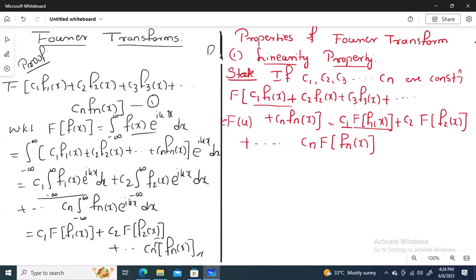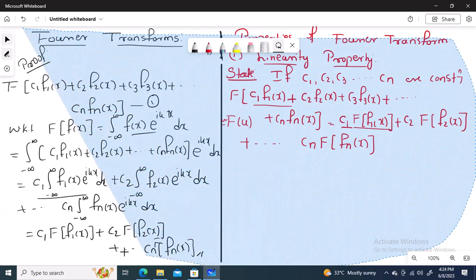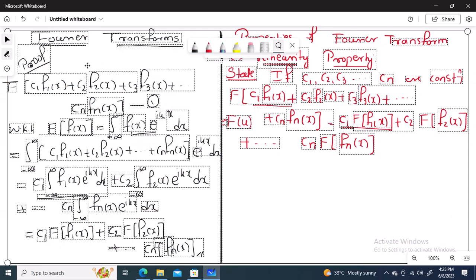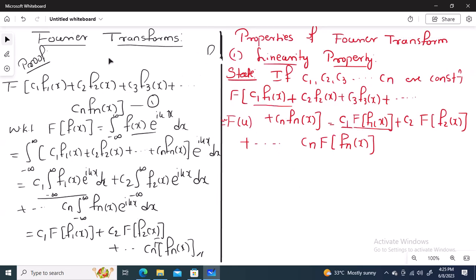So the first very important property in Fourier transform is the linearity property. Then I'll move on to the second important property in Fourier transform. Okay, so I'll just take that second important property. I'll erase this whole part. Each and every part I need to delete. One second.